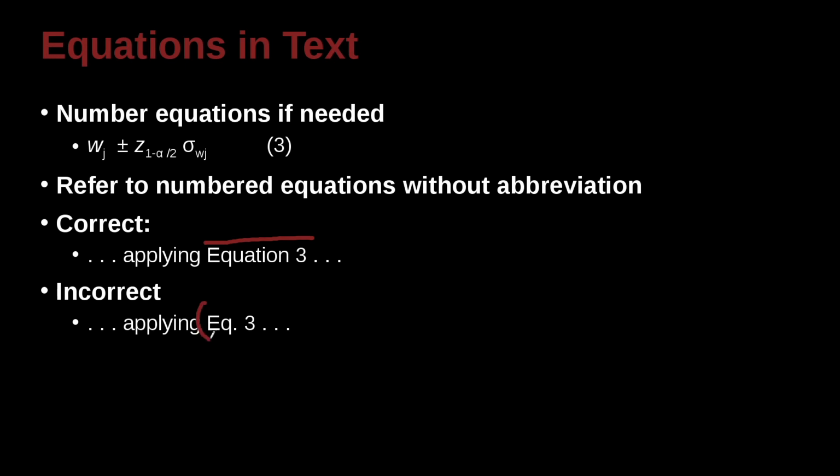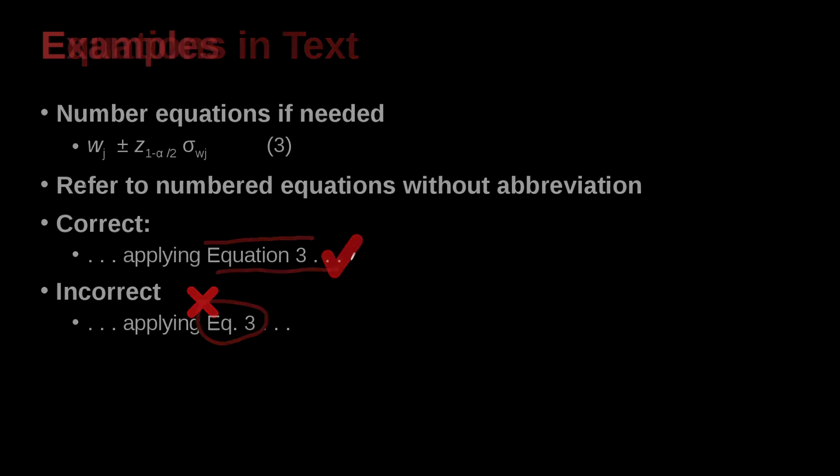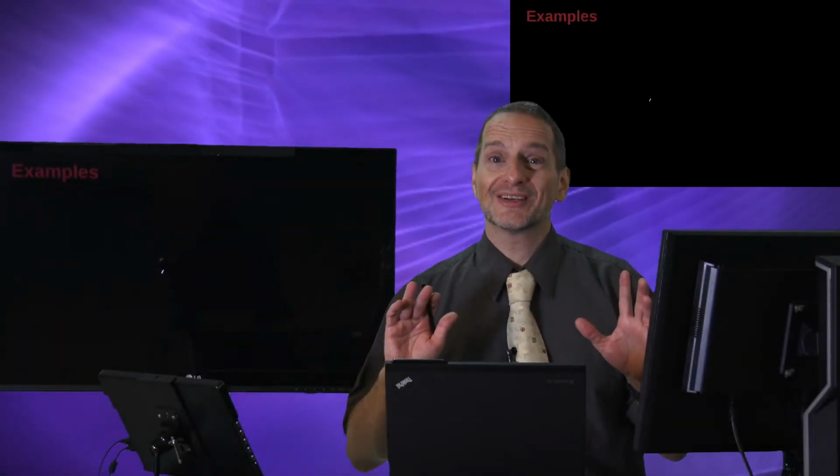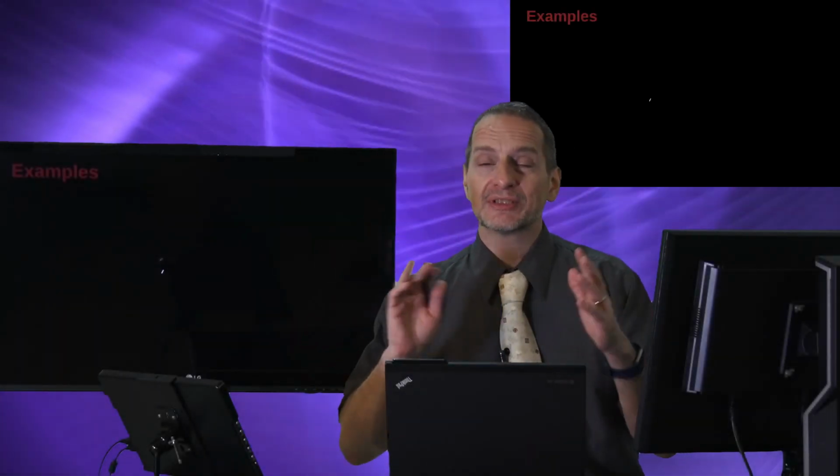Do not, however, use an abbreviation like this, EQ3. That's going to be something we see in the next unit, which is tables and figures also. You need to write that out. So it's Equation 3.